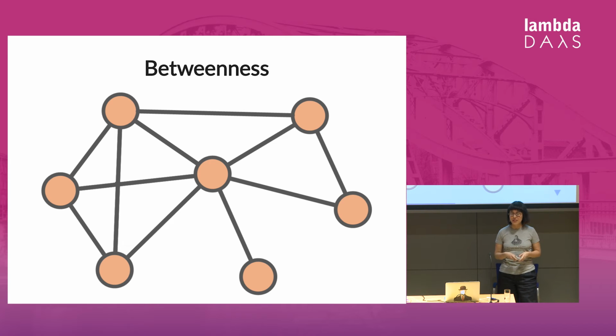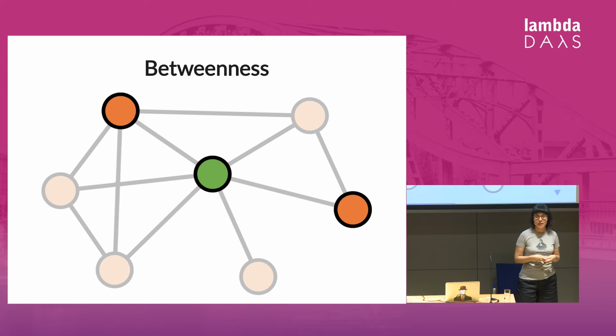And then the second measure is betweenness. That's a bit more important, or a bit more interesting measure in terms of the social network. Let's take this guy in the middle, and what betweenness measures is how important that specific node is to what's happening in the network around it.